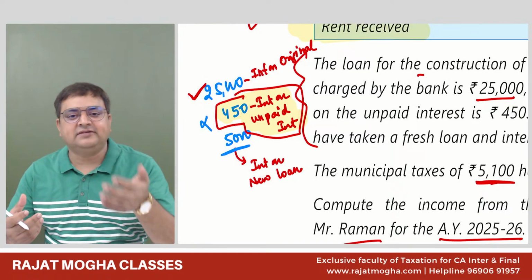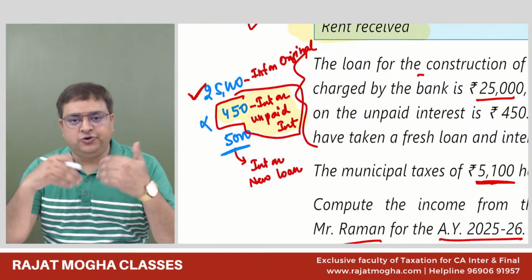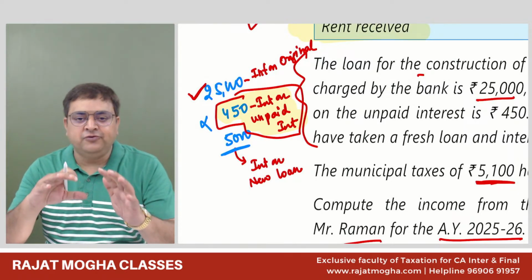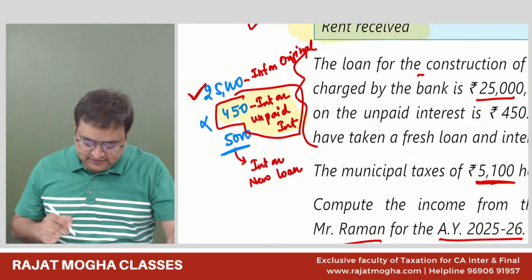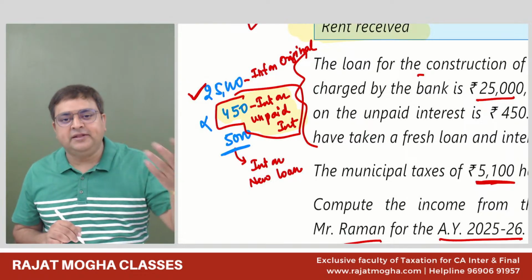So what it has done, the old loan was repaid and we have taken a fresh loan. So the loan has changed. So it is allowed. We have done it in classes also, that interest on the loan which you take to repay the old loan is allowed. So it happens.